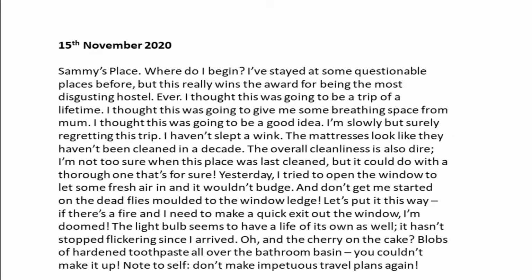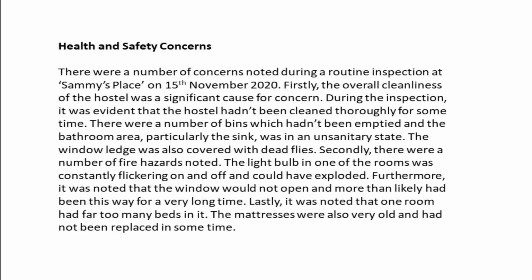I guess what you need to note here is that I've really tried to assume the role of Sasha. Imagine if you had the misfortune of staying at Sammy's Place. I'm sure you'd be pretty angry, pretty annoyed. So I've tried to show those emotions through the language and the stylistic choices that I've used. Okay, so now let's take a look at a formal report.